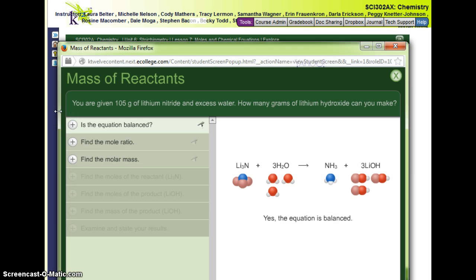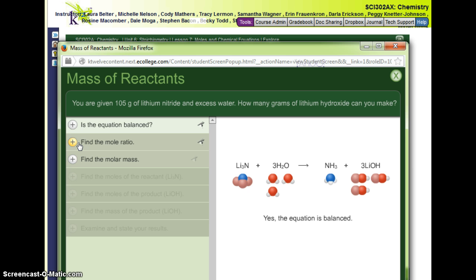You are given 105 grams of lithium nitride and excess water. How many grams of lithium hydroxide can you make? First of all, is it balanced? They drew it out so you can easily see there's 1 nitrogen on each side. There are 1, 2, 3 oxygens, 1, 2, 3 lithiums, and 2, 4, 6 hydrogens on each side.